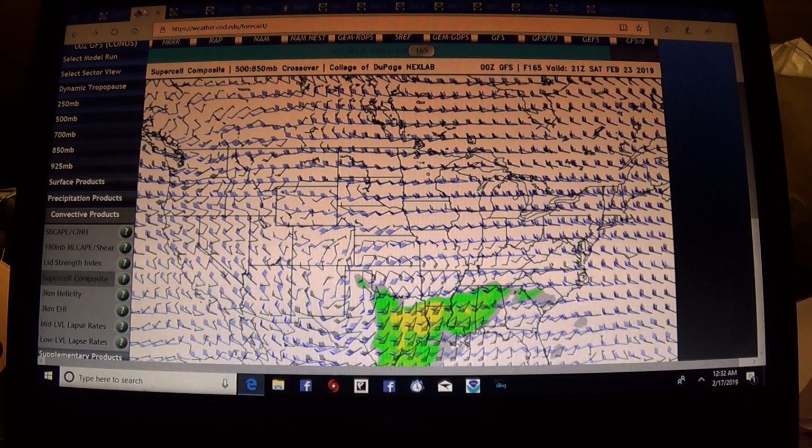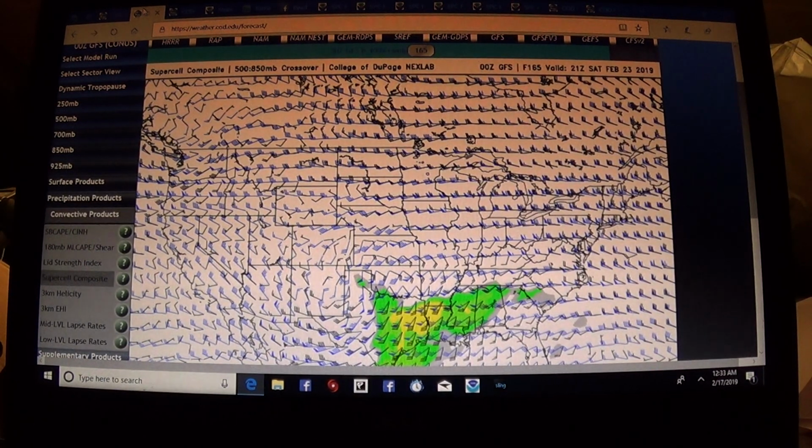Here's a GFS again for the same time period. This shows a supercell composite, chances of rotating thunderstorms. Usually on the GFS I look for yellows or oranges to reds. On the NAM, North American model, I usually look for orange at least. My view is that the GFS underdoes the supercell composite, and the NAM overdoes it. So you have to take that into consideration.